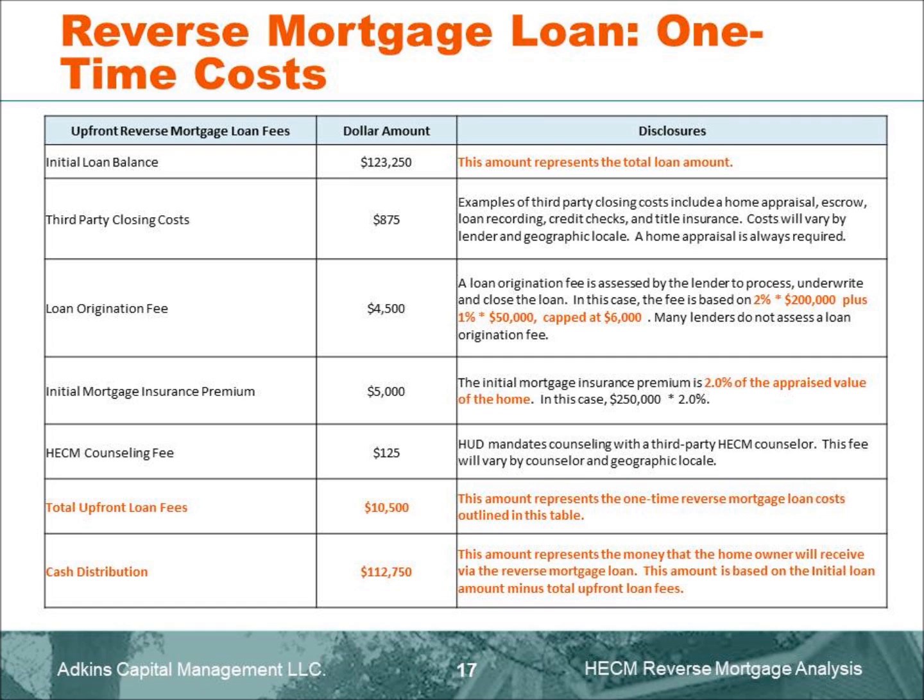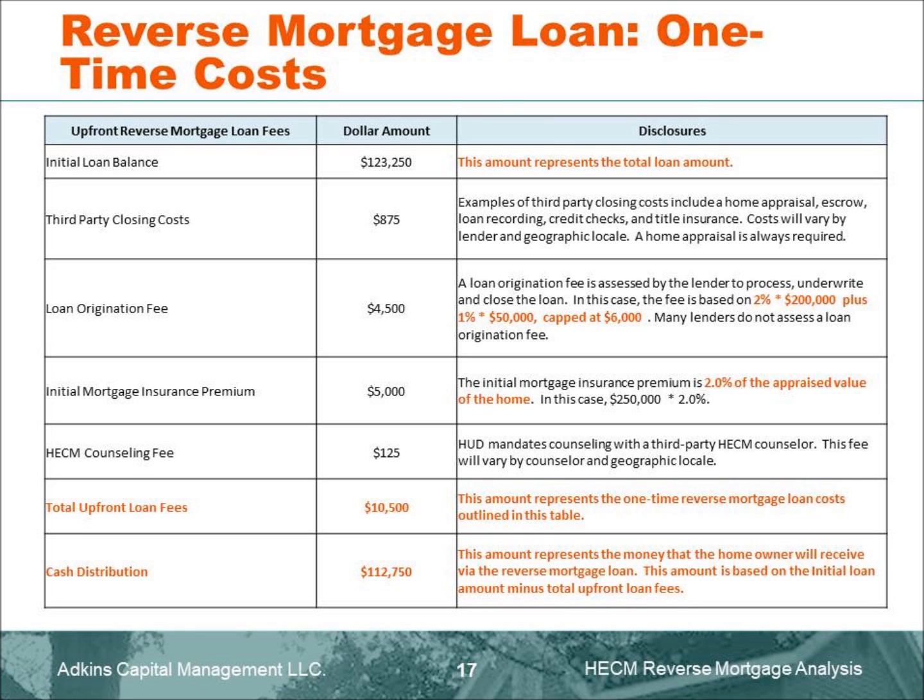The loan origination fee was estimated to be $4,500 based on the factors and calculations listed in the table. And the initial mortgage insurance premium was estimated to be $5,000 based on the factors and calculations listed in the table. A modest counseling fee of $125 was also included in this analysis. HUD mandates counseling with a third-party HECM counselor in order to obtain a loan. This fee will also vary by counselor and geographic locale.